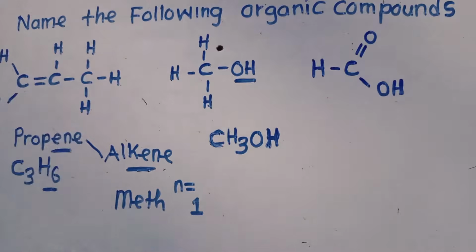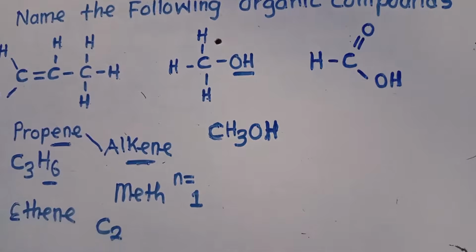Now, how can you have a double bond when you're just having one carbon? So that's why we start with ethene. We always start with ethene. This is the first member of the alkenes, because we are having two carbons. So if you are having two carbons, the chemical formula that we talk about is this one.